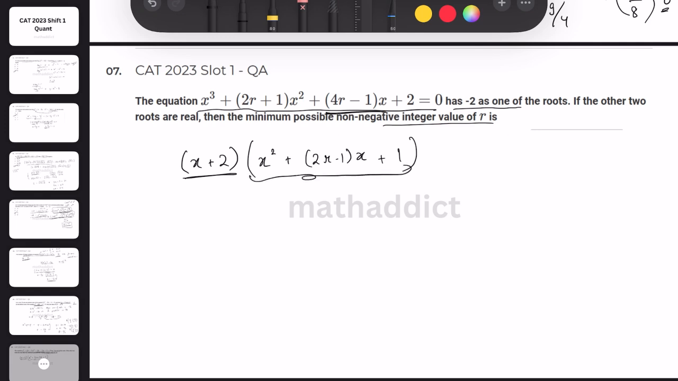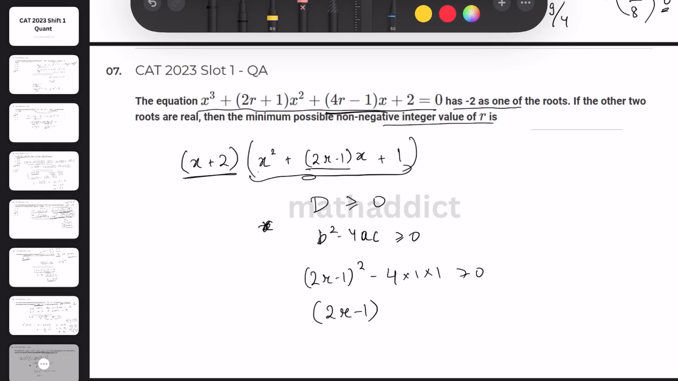For the roots to be real, we need D to be greater than or equal to 0. That is b squared minus 4ac. So b is 2r minus 1. So (2r minus 1) squared minus 4, a and c are both 1, so into 1 into 1. So that gives us (2r minus 1) squared is greater than or equal to 4.